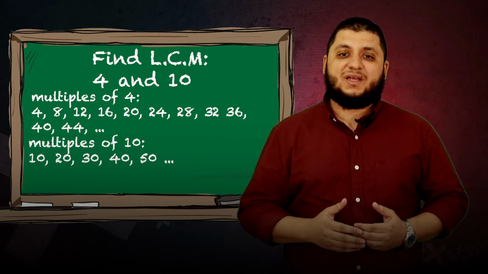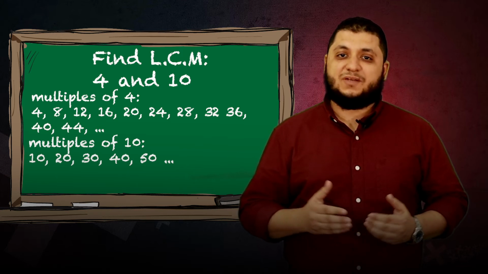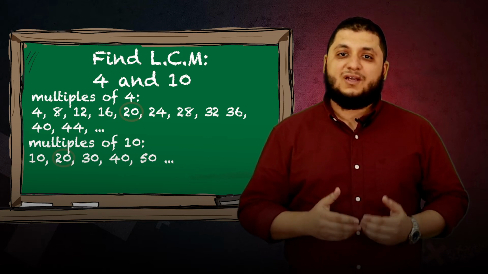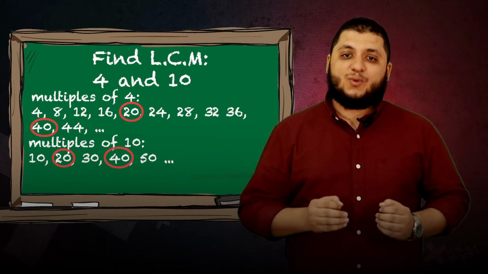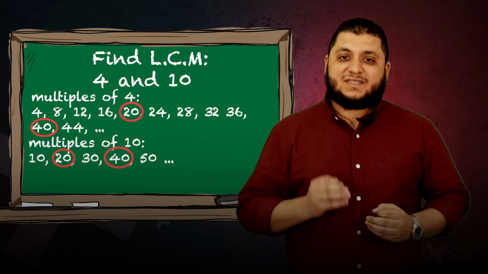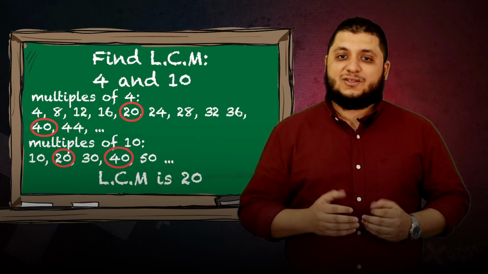Now we can easily determine the common multiples between 4 and 10, which are 20, 40, 60, and so on. The least one is 20. So the LCM of 4 and 10 is 20.